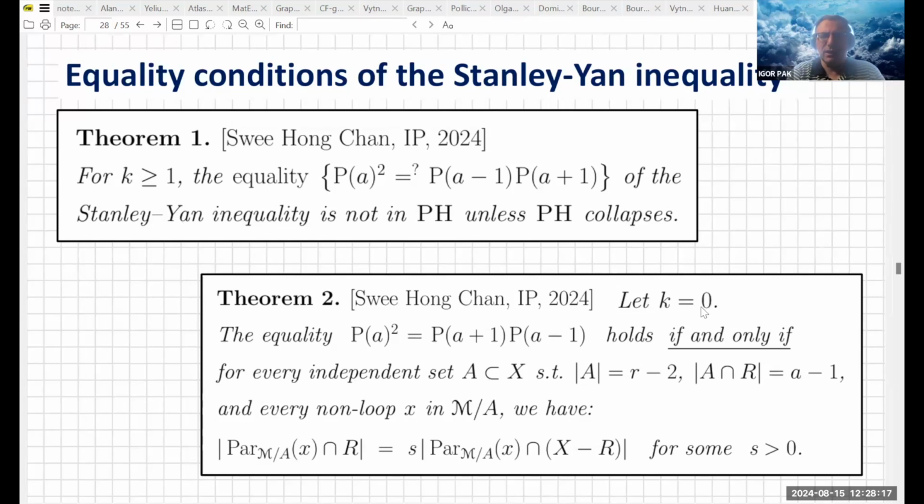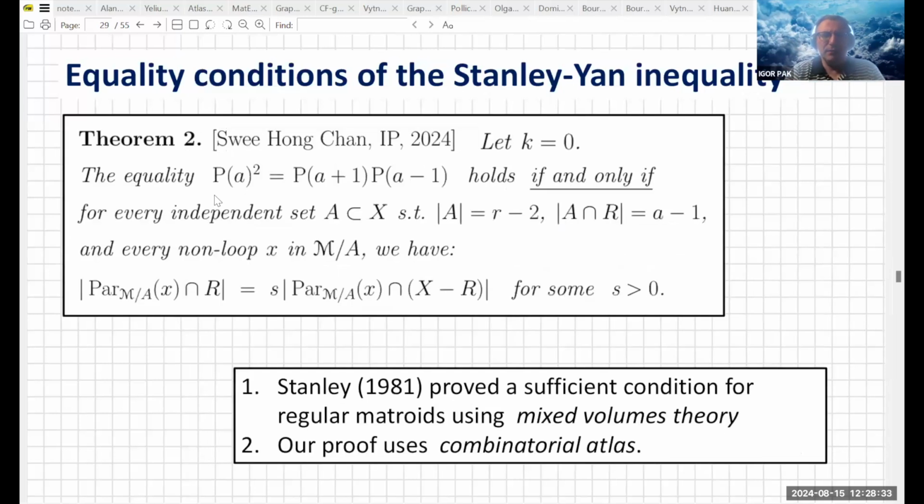So this is the case k equal to zero, and for the case k greater or equal to one, we cannot write anything like that at all. This would be impossible to write unless something major changes in computer science. Now, just a few words about the history of this result.